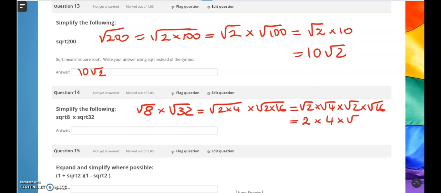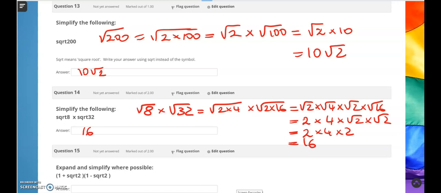Simplifying, square root of 4 is equal to 2 and square root of 16 is equal to 4. And then we have square root of 2 times square root of 2. Square root of 2 times square root of 2 gives us 2. So we can write this as 2 times 4 times 2. 2 times 2 is 4, times 4 is 16. Or 2 times 4 is 8, times 2 is 16. So the final answer is 16.